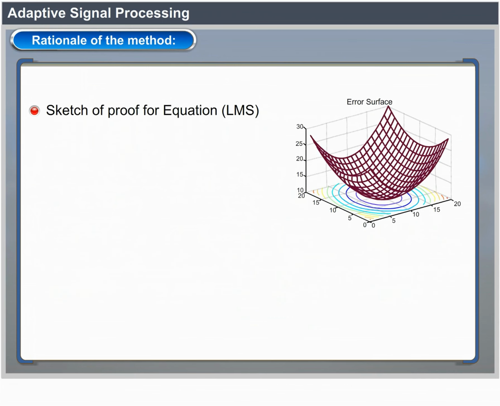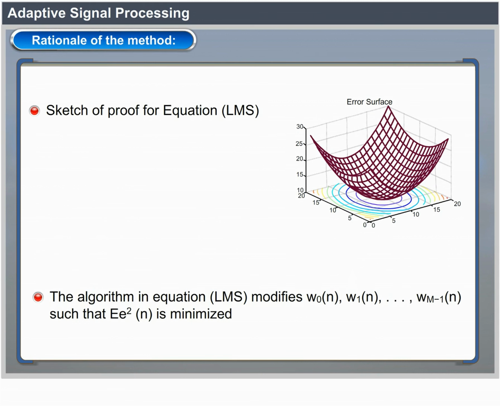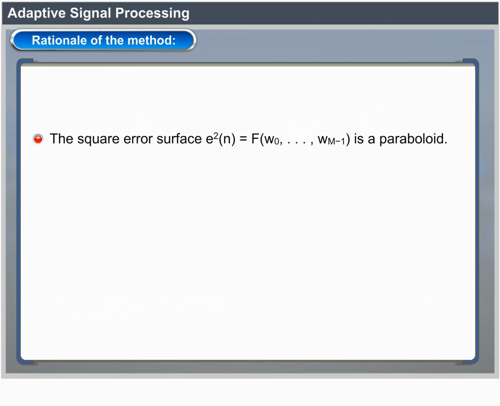Sketch of proof for equation LMS. E square[n] = (D[n] - Y[n]) whole square = (D[n] - W0 V1[n] - W1 V1[n-1] - etc. - Wm-1 V1[n-m+1]) whole square. The square error surface E square[n] = f of W0, etc., Wm-1 is a paraboloid.